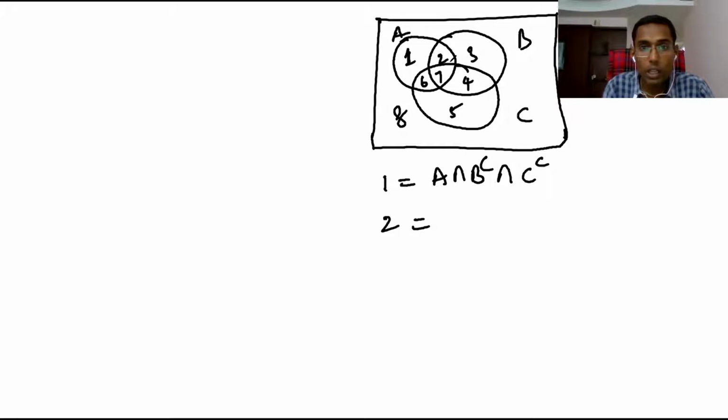What is 2? 2 together with 7 means A intersection B. But only 2 means A and B and not C.